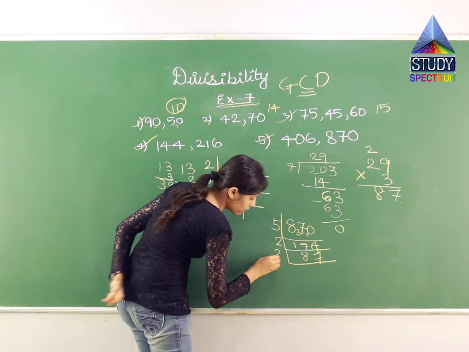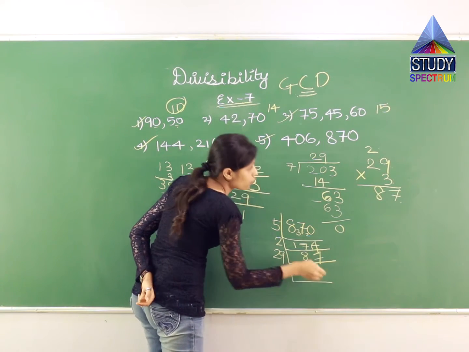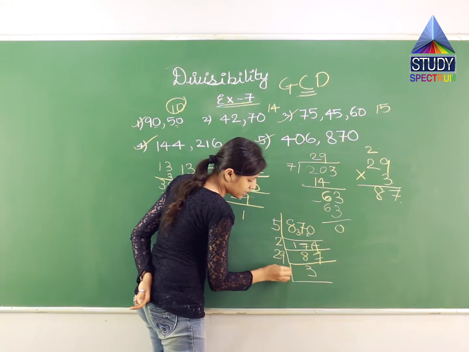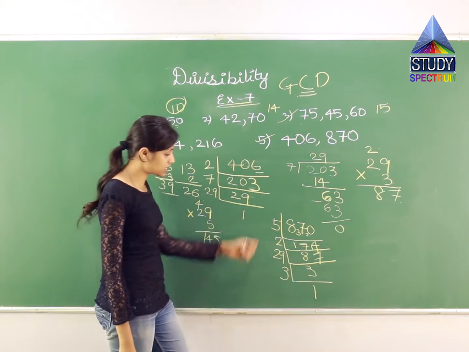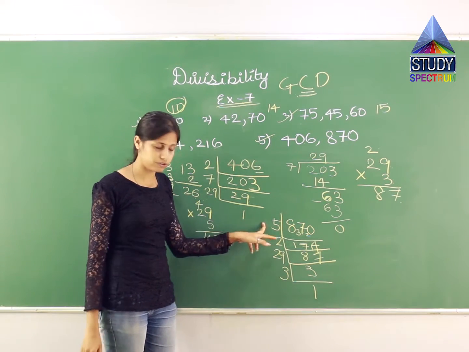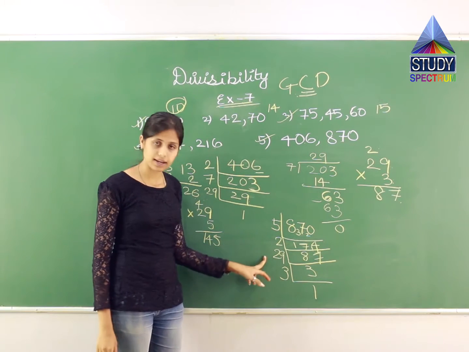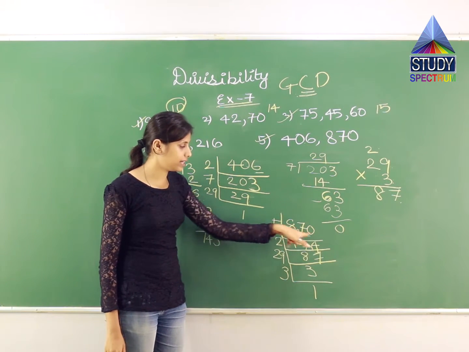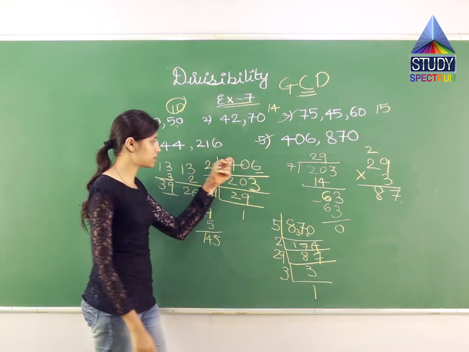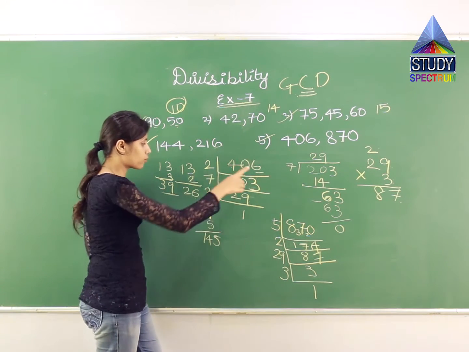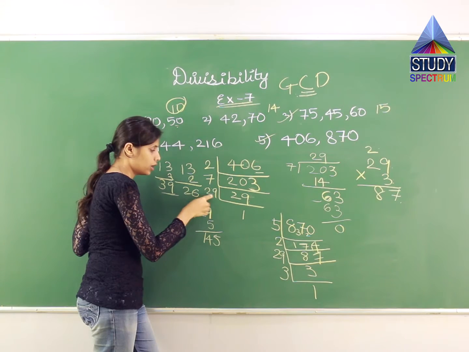So 29 over here and 29 3s are, so 3 over here, 3 1s are 3. So these are the possible factors, that is 5, 2, 29 and 3 for 870. What are the possible factors for 406? For 406 I have 2, 7 and 29.